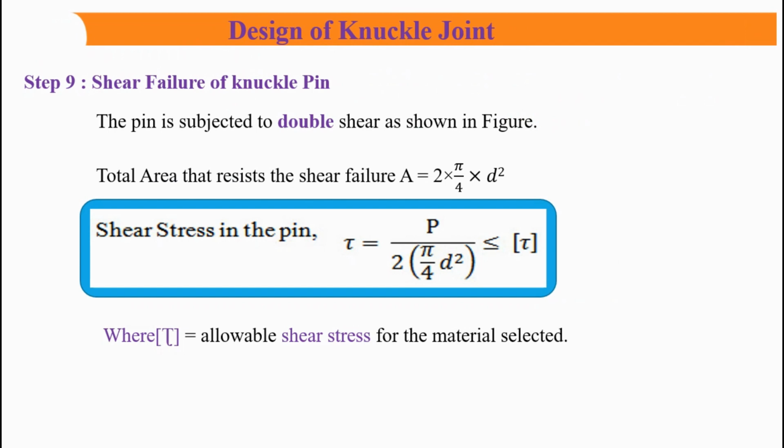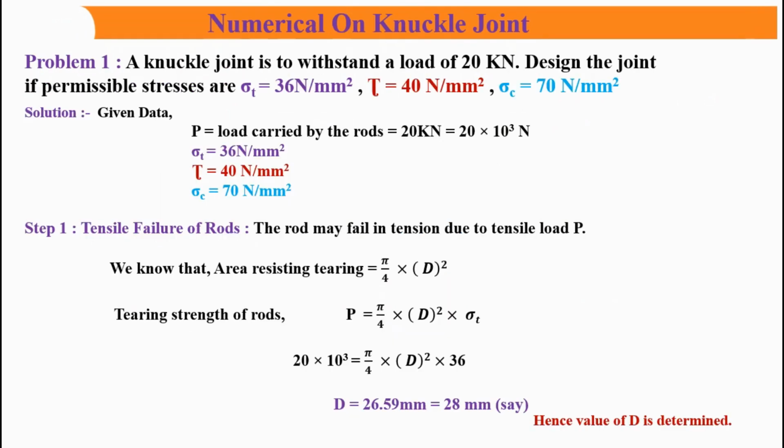So let's see the numerical on knuckle joint now without wasting time, as the video length is increasing. I am reading the problem, and we should all practice this. Problem 1: a knuckle joint is used to withstand a load of 20 kN. Design the joint if the permissible stresses are sigma T equal to 36 Newton per mm square, tau equal to 14 Newton per mm square, and sigma C equal to 70 Newton per mm square. These sigma T, tau and sigma C are the permissible or allowable values for tensile, shear and crushing stresses in Newton per mm square.